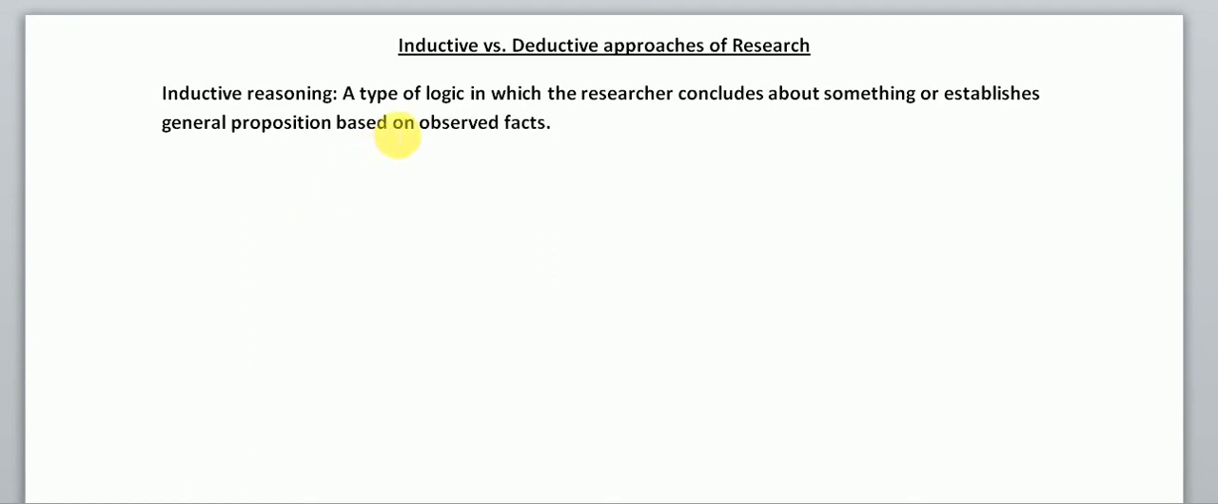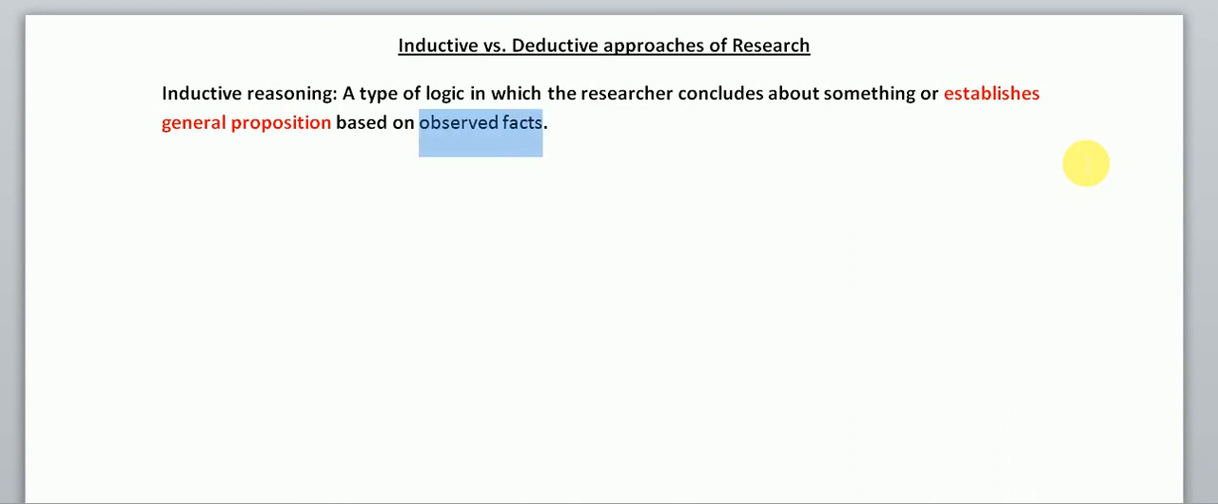Okay, dear students, in this concept, look, it is a type of logic. A logic means an argument through which we distinguish the right from wrong and the good from bad, okay? So inductive reasoning is a type of logic in which the researcher concludes about something or establishes general propositions. This is really important, okay? So look here, establishes general proposition based on observed facts.